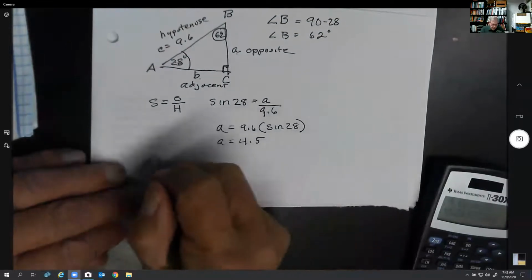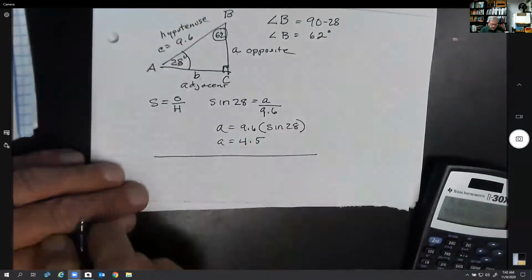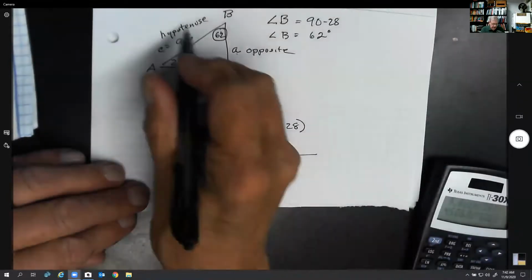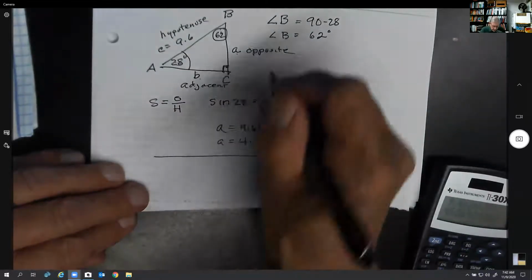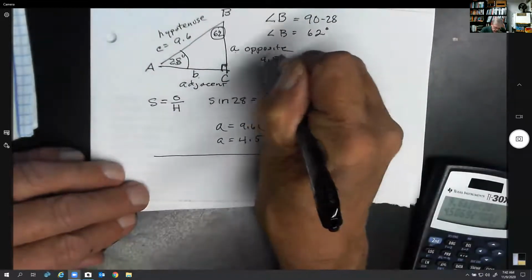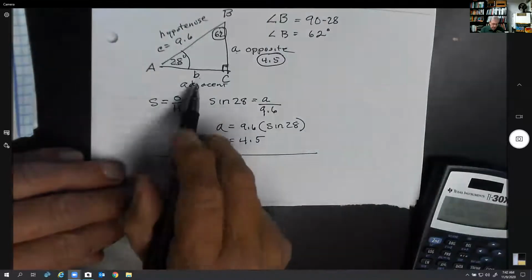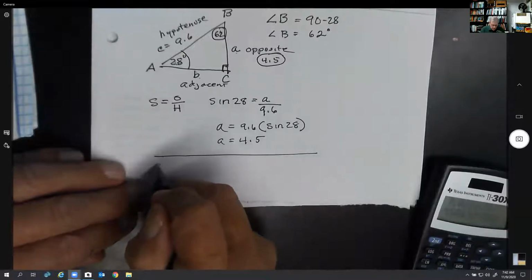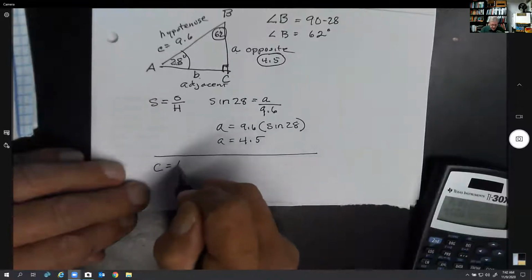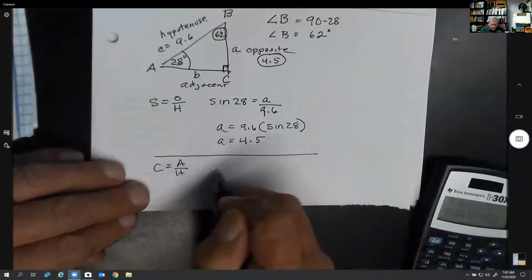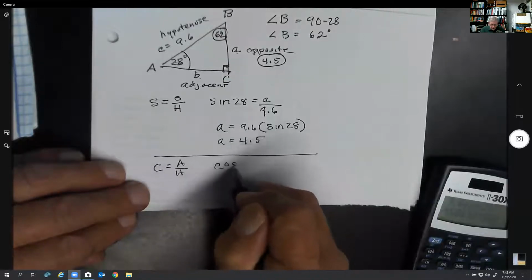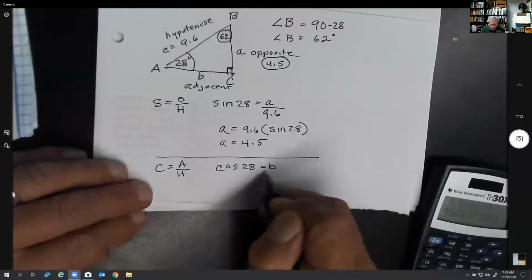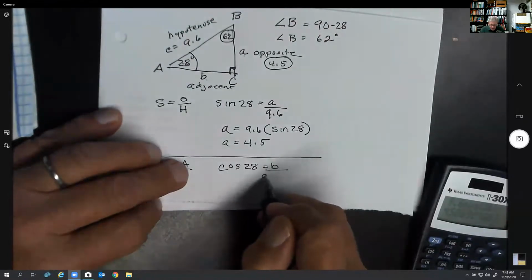Okay, now I want to find B. B is the adjacent. And I know the hypotenuse. Even though I found this one, it's an approximate answer. So I don't want to use that. I want to use the adjacent and the hypotenuse. What function is that? That's cosine equals adjacent over hypotenuse. So the cosine of 28 equals the adjacent, which is side B, over the hypotenuse, which is 9.6.